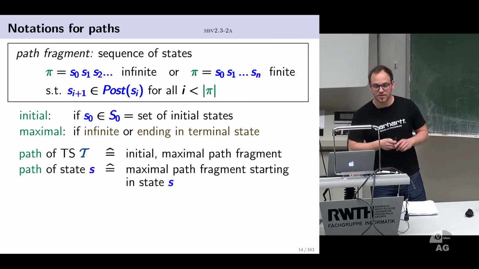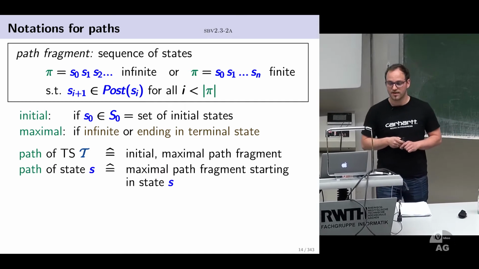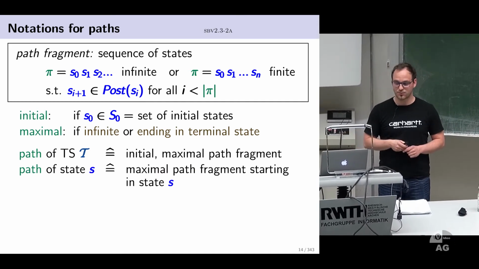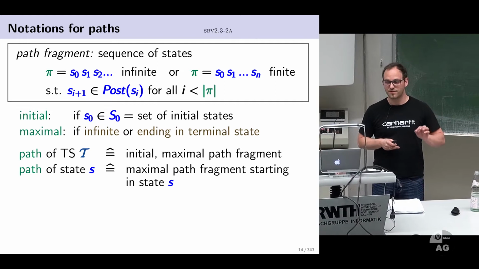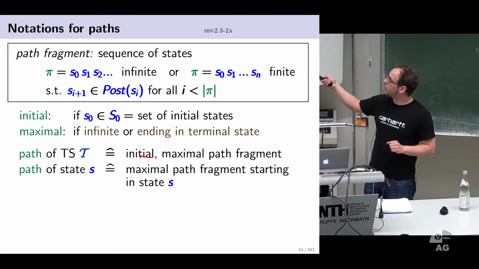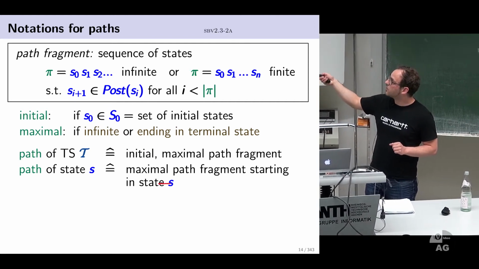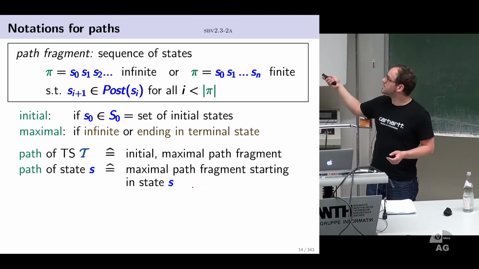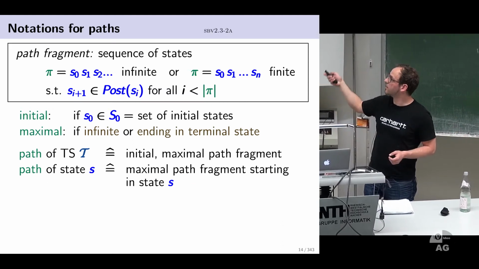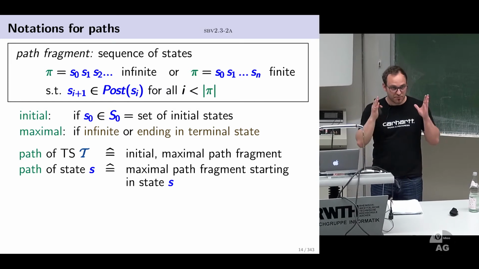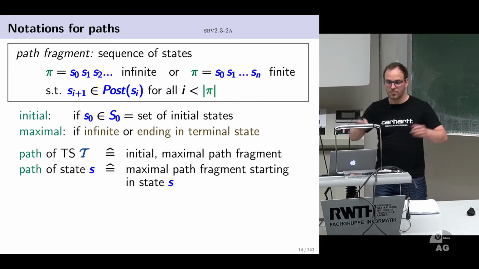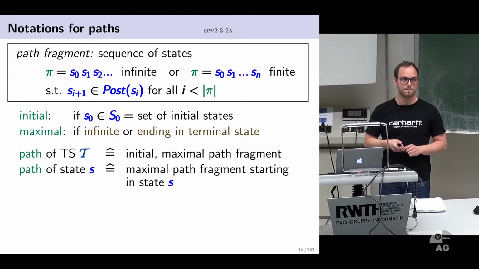And because that will come in handy later, we're also going to formalize what a path of a state is. Intuitively, we're just going to drop the initial requirement and require that it starts in state S. Otherwise, it's the same. It's still a maximal path fragment, just starting in some specific state S and not in some initial state. Okay?